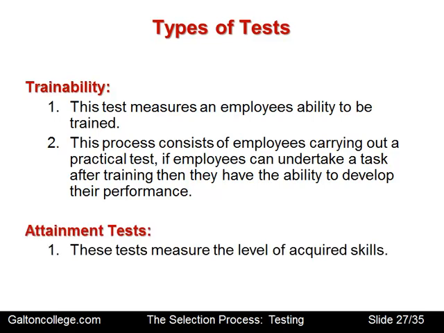Attainment tests. Well, these tests measure the level of acquired skills. What skills has the person got already? Sometimes people have skills and they don't realize it. Sometimes people have capacity to do certain things and they just don't recognize it themselves. So this test can bring out the various skills. Not just the broad skills of reading and writing and arithmetic, but logical skills and problem-solving skills, team-working skills, negotiation skills. There are many skills that people have acquired, and this one will look into the various skills that people have.